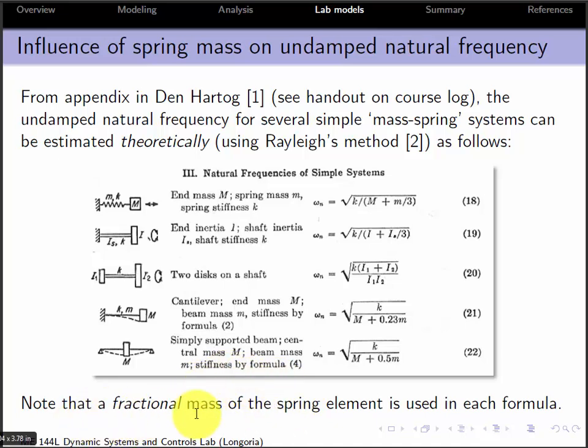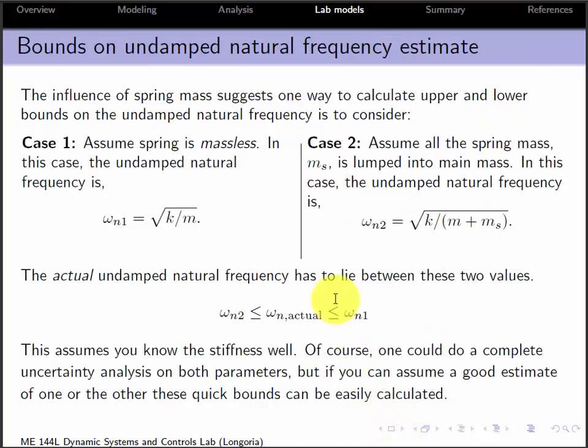So again, given the mass of the actual element, you could add that, and that might give you a better estimate of your natural frequency. That's one possible source for why, when you estimate your natural frequency assuming ideal stiffness and ideal mass, and then go into the lab and eventually get an estimated natural frequency, there's a difference. One reason might be that you didn't account for mass in the spring. The other reason might be that the stiffness might be off.